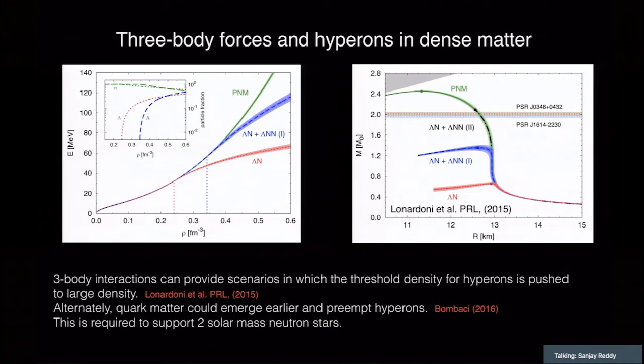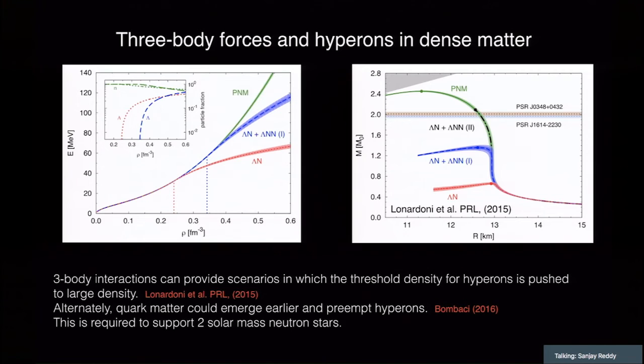And if you now allow for repulsive interactions between lambda particles and neutrons coming from the three-body interaction, then you can start pushing the threshold density to larger values, because now the energy needed to put a single lambda particle into dense neutron matter is larger because of all those repulsive interactions with the neutrons. And so as expected, you push the lambda threshold to larger values.